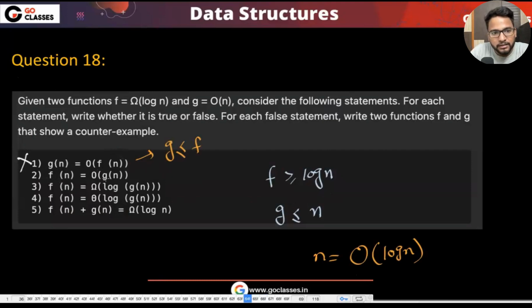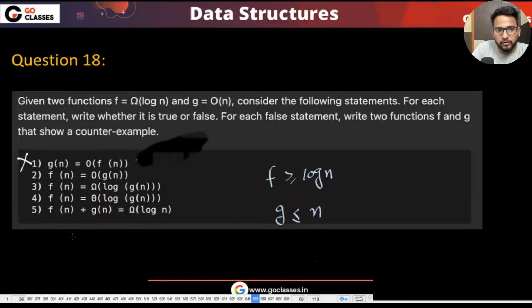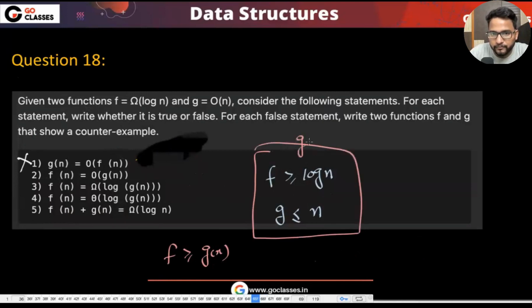Let's see this. Can you write, if that's the case, then can you write f is greater than or equal to gn? Fn is greater than or equal to gn if it is given, right? Is it always the case?